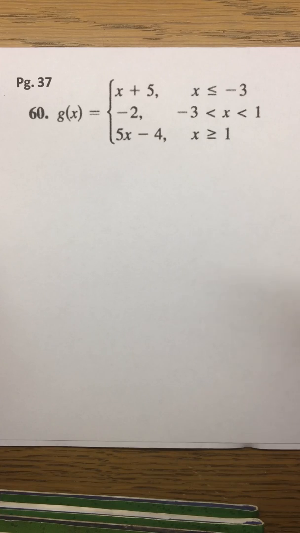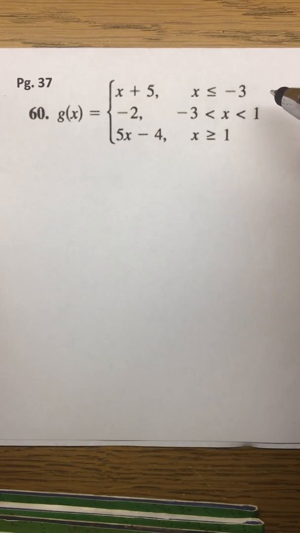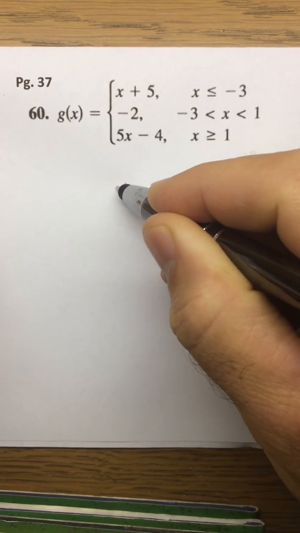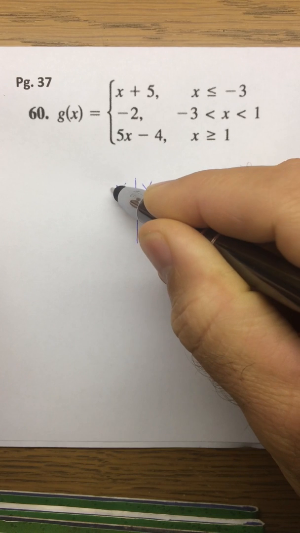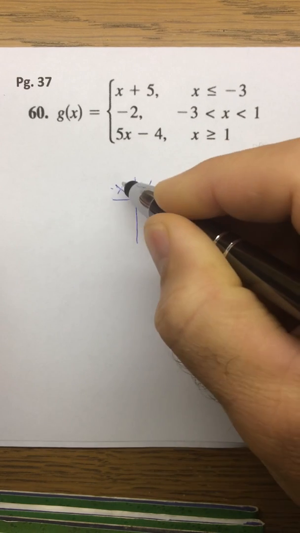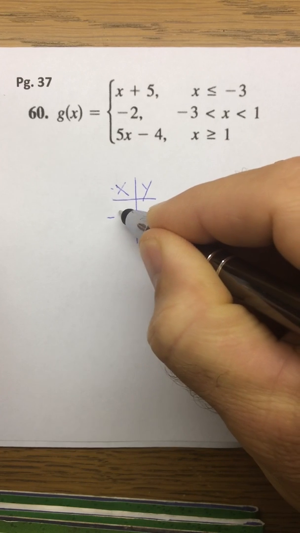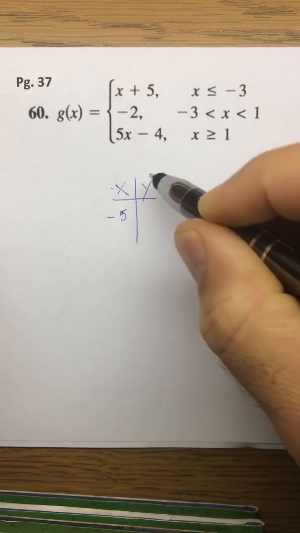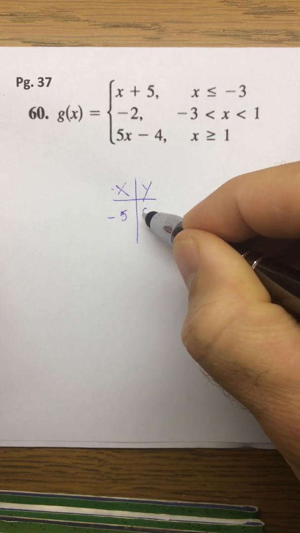So I'm just going to do them one at a time. So let's start there. I'll just put this XY chart right here. And so I'm going to put in something below negative 3. It doesn't matter what I choose. I'll just go like negative 5. I'm going to put that in here. Negative 5 plus 5 gives me 0 out.